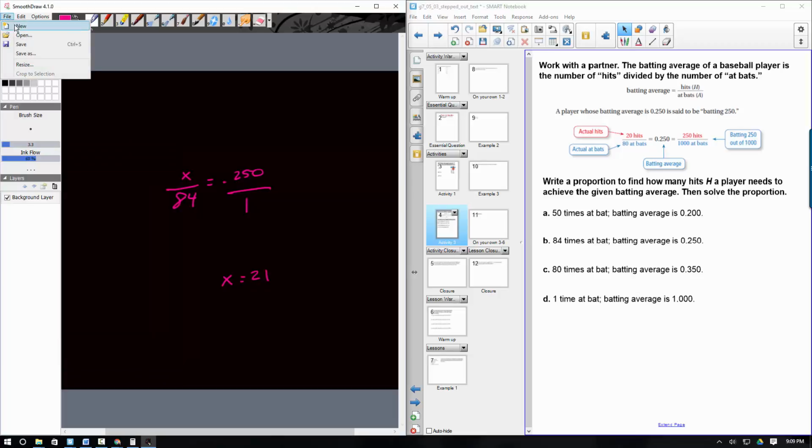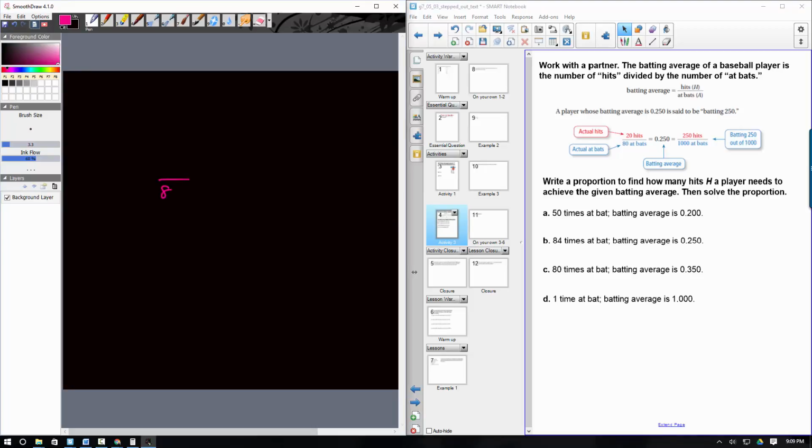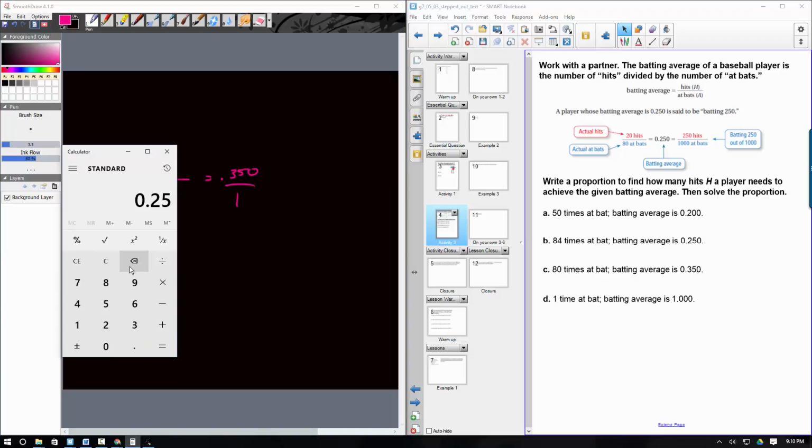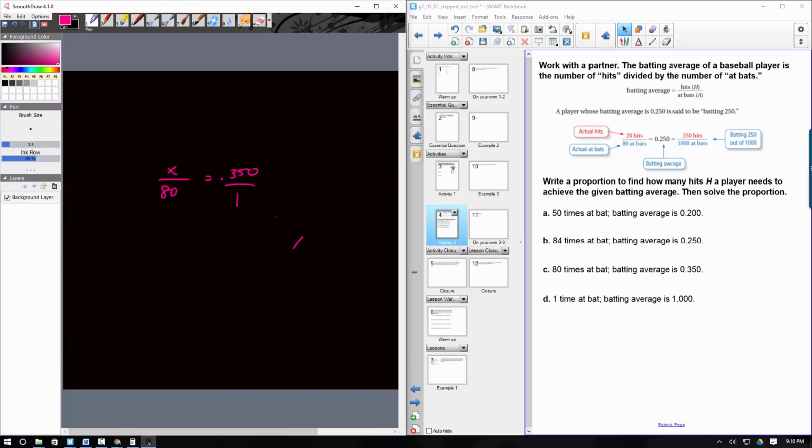Last one here, or I guess not my last one, but if I have 80 times at bat, and my batting average is 0.350 over 1, and this is x, of course. So I take my 80 times 0.35, I get 28. So x equals 28. And if you divide these, you get the 0.35.